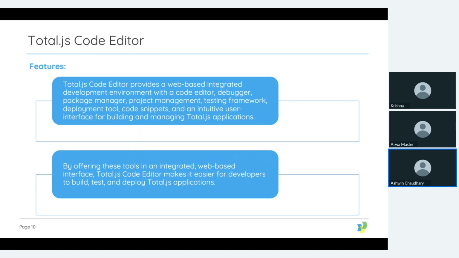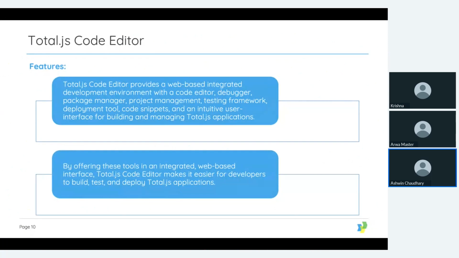Now, what are the features? The Total.js code editor provides a web-based integrated development environment with a code editor, debugger, package manager, project management, testing framework, deployment tool, code snippets, and an intuitive user interface for building and managing Total.js applications. By offering these tools in an integrated web-based interface, the editor makes it easier for developers to build, test, and deploy Total.js applications. So we all know we use some kind of IDE, right?